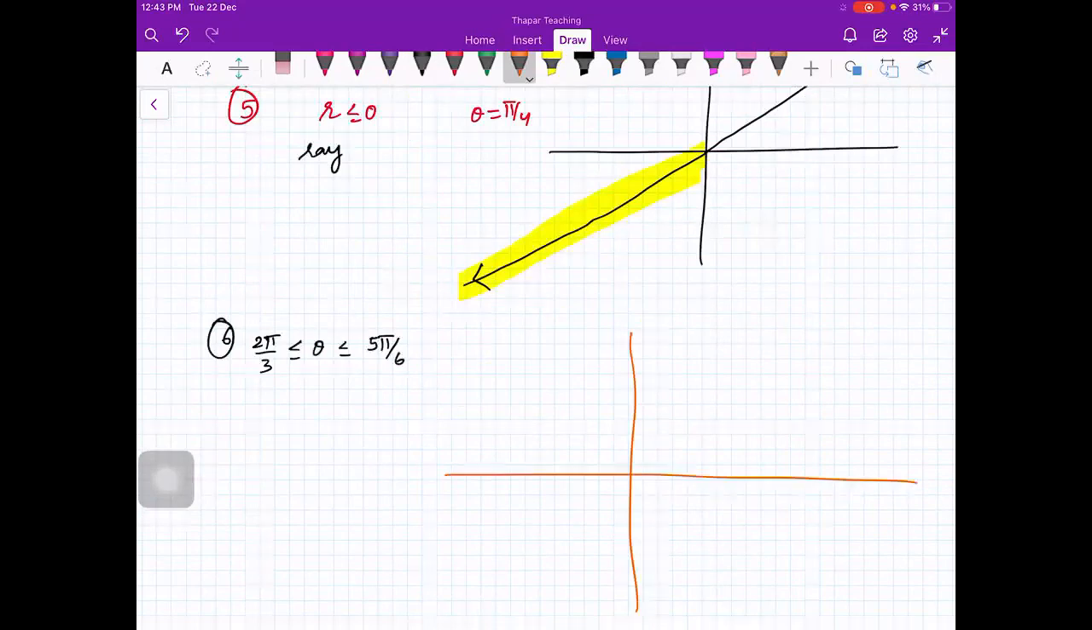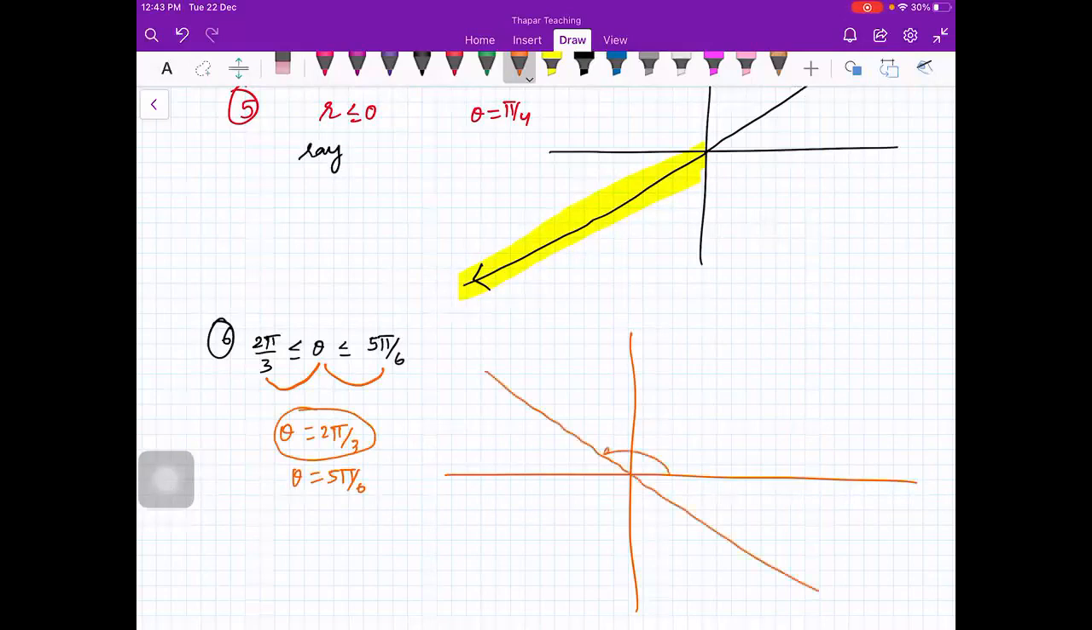So what you have to do is plot the extreme curves. Theta is equal to 2 pi by 3 and theta is equal to 5 pi by 6. Now what is theta is equal to 2 pi by 3? This is a line having angle 2 pi by 3 with this. So this is the line theta is equal to 2 pi by 3, and then theta is equal to 5 pi by 6 will be here. This line is theta is equal to 5 pi by 6. You are talking about the region between them. So it means that you are talking about this region and this region.